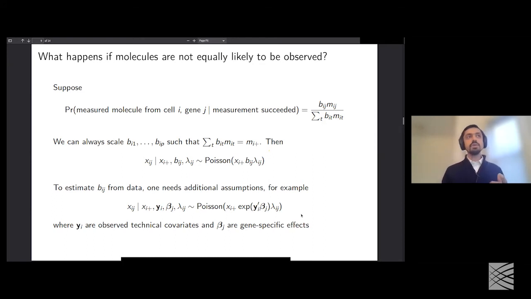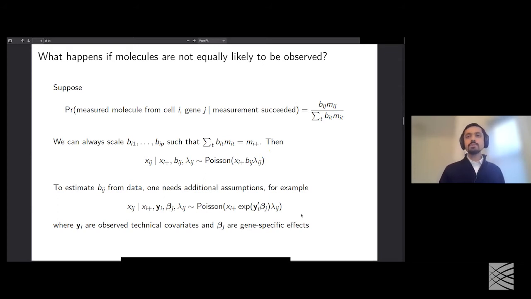So if you're doing 10x Genomics or Drop-seq, we have some empirical evidence that suggests that the variation due to the apparatus itself is unlikely to add much variance to your data. So we're arguing that it's a useful simplification to just say the measurement process here is still Poisson. Okay, so that covers what happens if molecules are not equally likely to be observed.